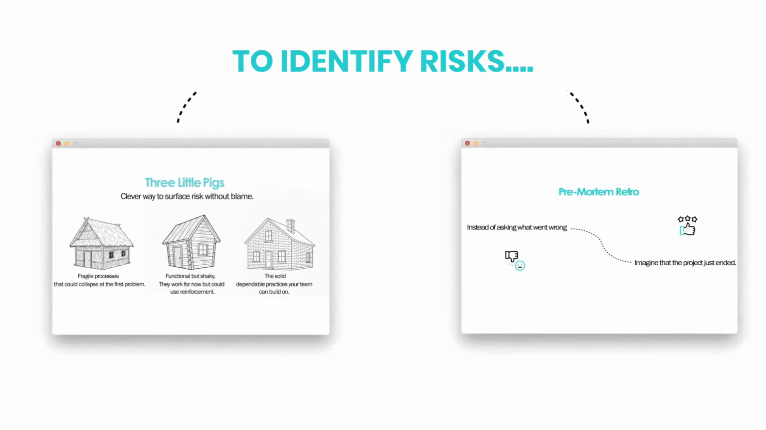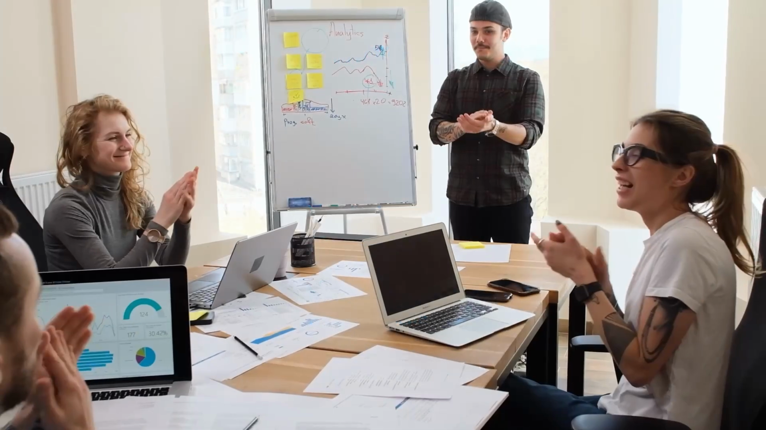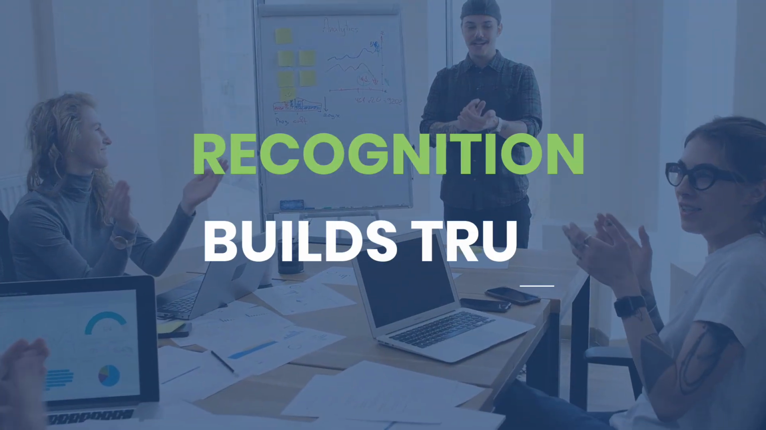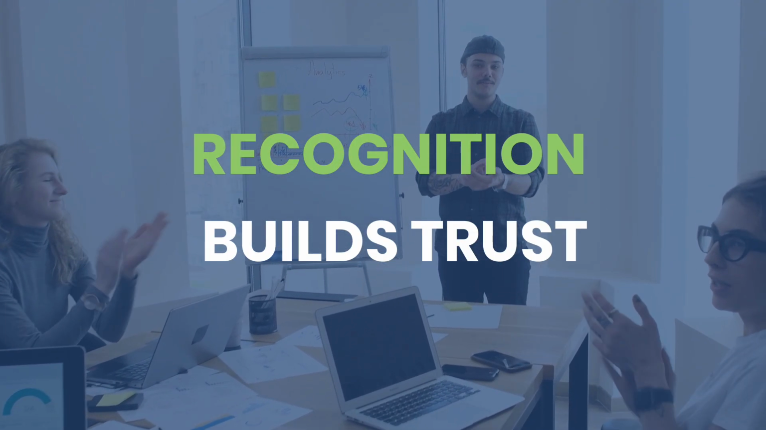If you're trying to identify risk, consider 3 Little Pigs or a pre-mortem. Both are designed to find weak points before they become failures. And if morale needs attention, add a praise column to whatever format you're running. Recognition shifts the tone of the conversation and rebuilds trust.